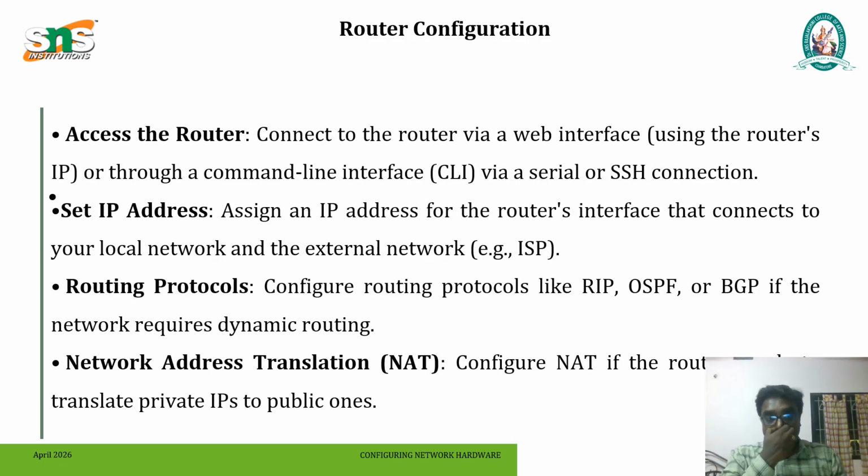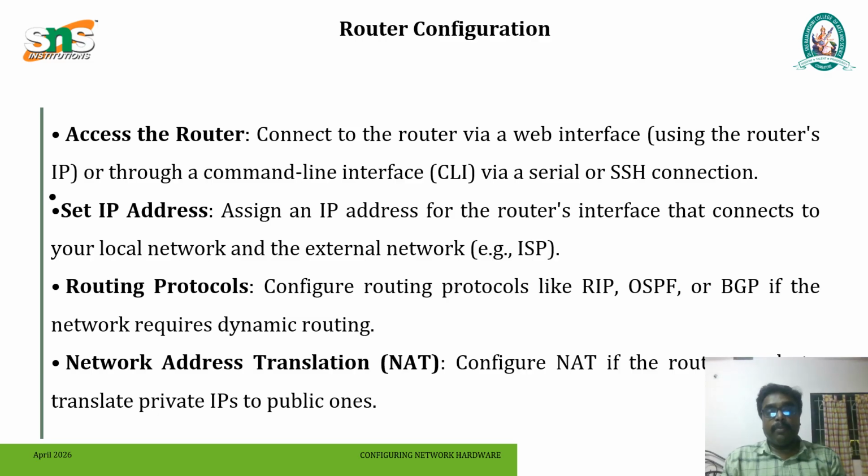Next one is the router configuration. How to access the router: we have to connect to the router via a web interface and use the router IP, or get connected through a command line interface via a serial or a console socket connection. Next one is setting up the IP addresses. We are going to assign an IP address for the router interface that connects to your local network and external networks. For example, this will be provided by your internet service provider.